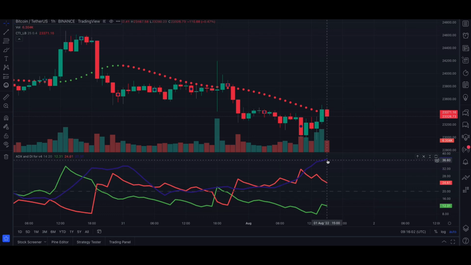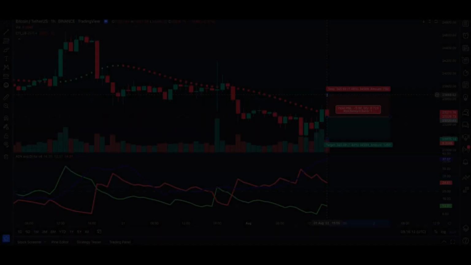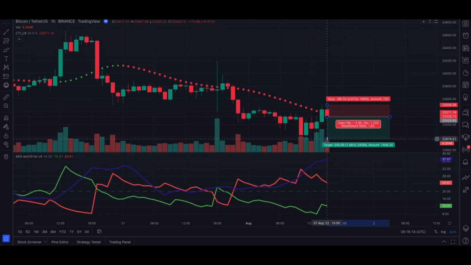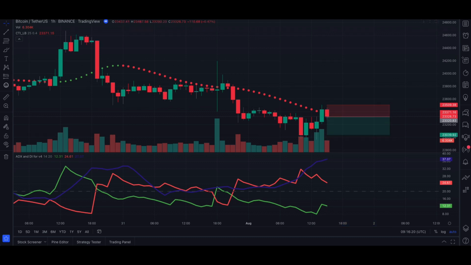Now the ADX indicator must be bearish, which means the red line must be above the green line. The blue line of the ADX indicator must be above the 20 level. So now all of our conditions are met, we can place a sell order on the close of the trigger candlestick. The stop loss will be set at the recent swing high and the profit target at 1.5 times the risk.